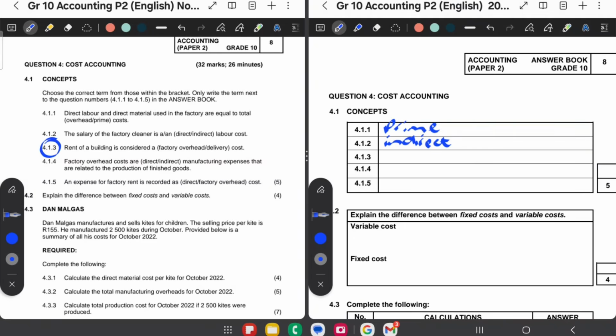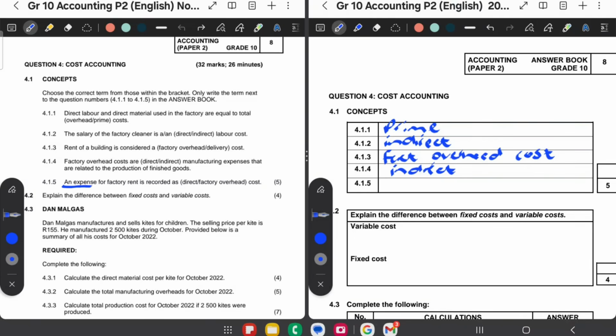So let's choose indirect. Okay, 4.1.3 says, rent of a building is considered factory overhead cost or delivery cost. Okay, that is factory overhead cost. So renting the building is factory overhead cost. Next, 4.1.4, factory overhead costs are direct or indirect manufacturing expenses that are related to the production of finished goods. So is factory overhead direct or indirect? It's indirect.